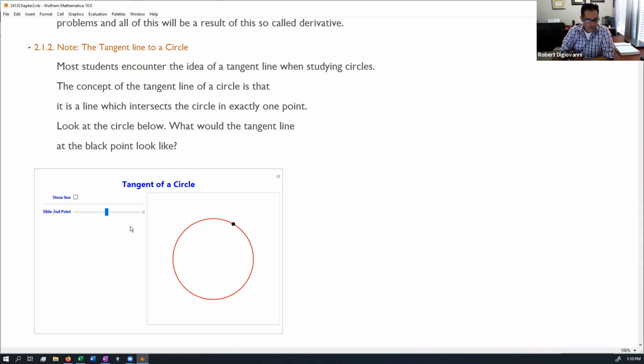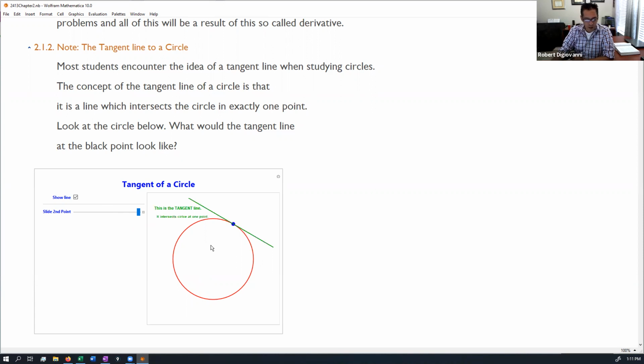So if I give you 2 points on a circle and connect those 2 points together, that's called a secant line. But if I slide that blue point across the circle, we still have a secant line right now because it's connecting 2 points on the circle. If we slide that blue point right on top of the black point, we get what's called the tangent line.